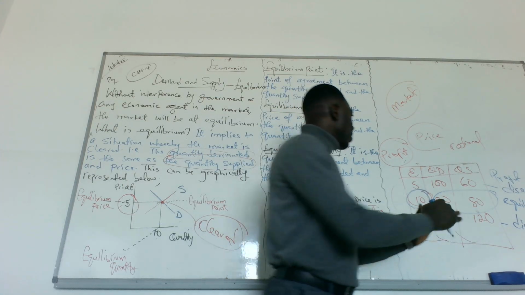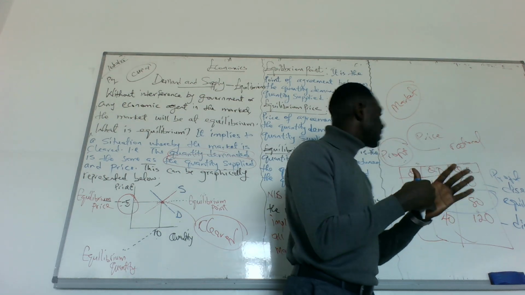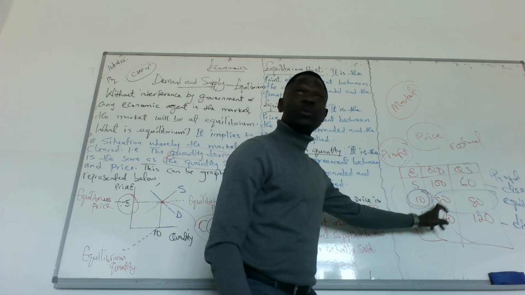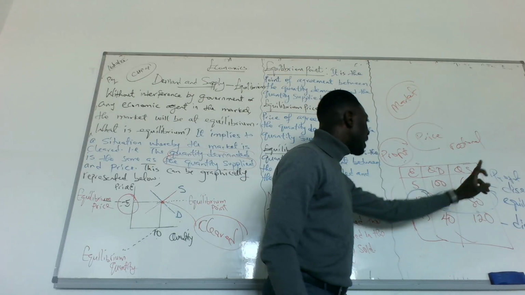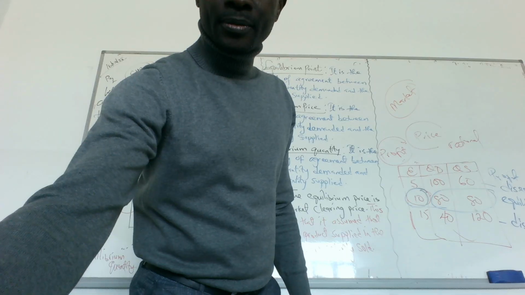So we need a clearing price, and the clearing price is 10. 80 was produced, 80 was sold.